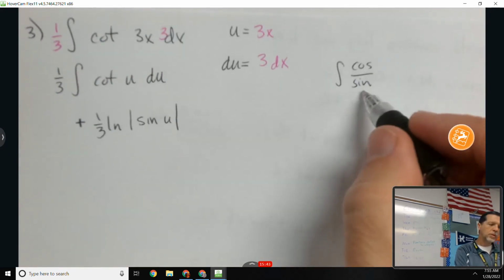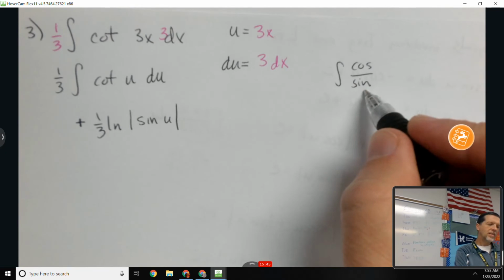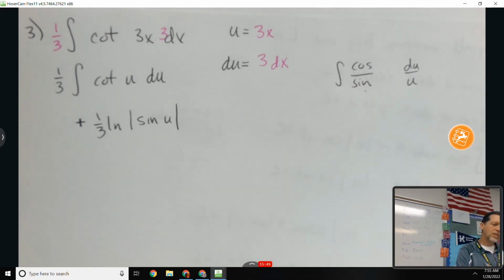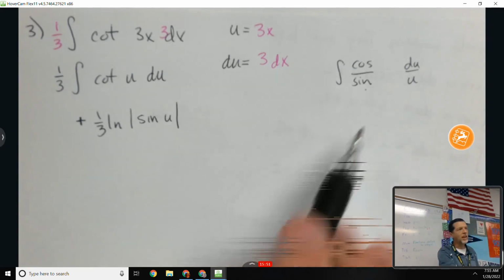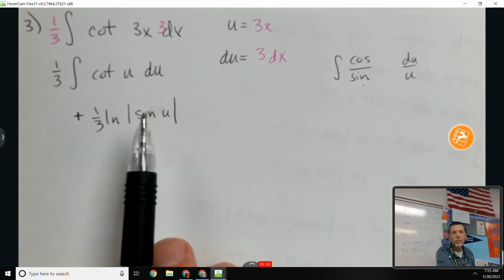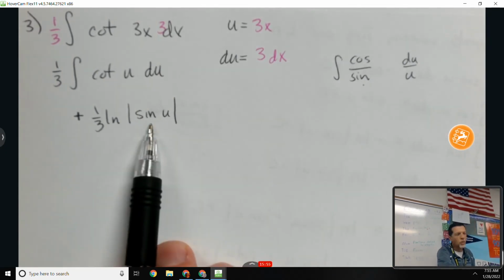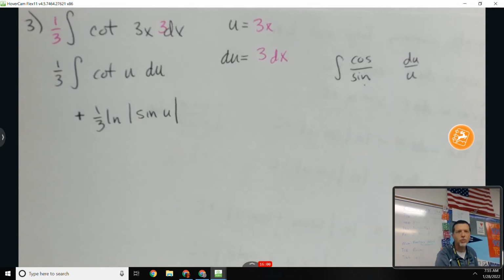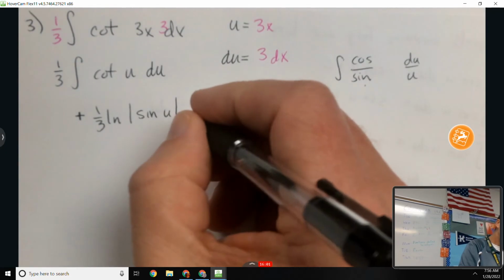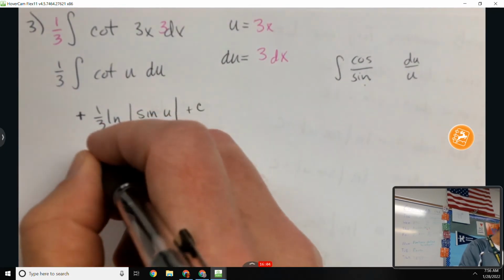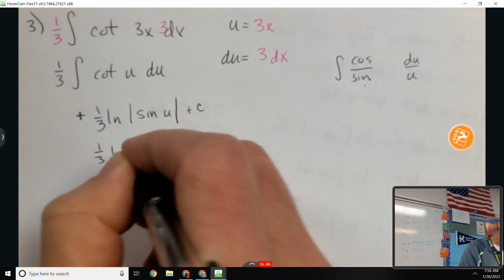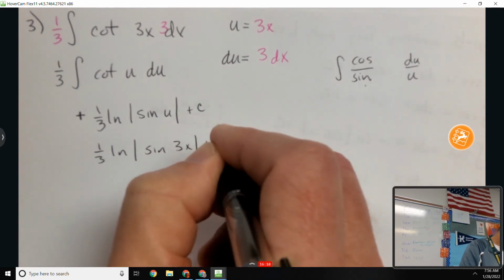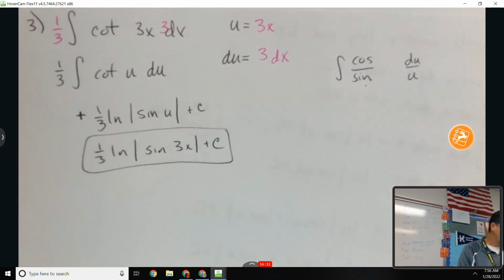Because u would be sine, du would be cosine, and so it's natural log of sine. So maybe you can see why we put the trig stuff with the natural log stuff, because it turns into a u substitution problem. Plus c, and don't forget to put the u stuff back in there. So there's my answer.